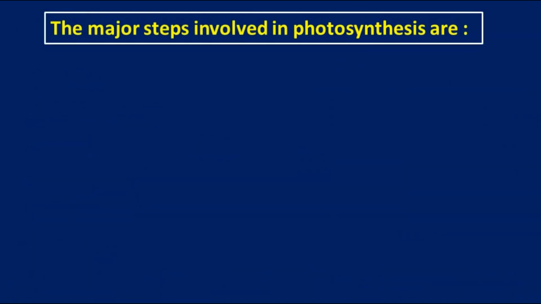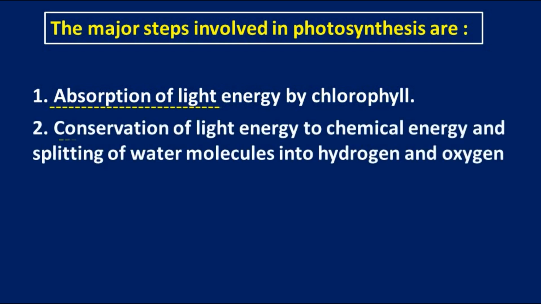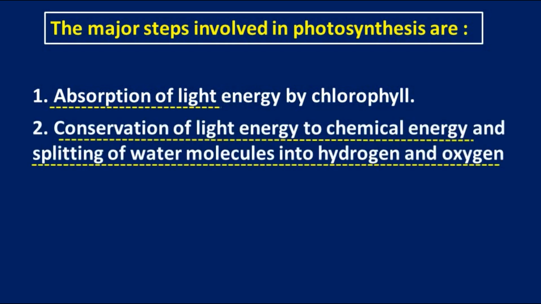The major steps involved in photosynthesis are: firstly, absorption of light energy by chlorophyll. This light energy is converted into chemical energy, and there is splitting of the water molecule into hydrogen and oxygen. Light energy is absorbed in the chlorophyll. This light energy is converted into chemical energy and the water molecule is split into hydrogen and oxygen.